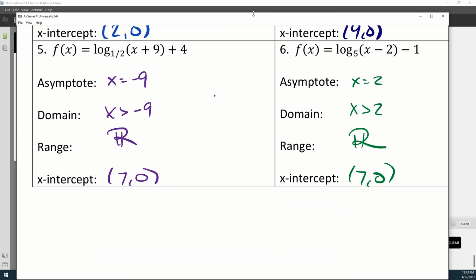What questions do you all have on these graphs? All right, let me give you all your worksheets.